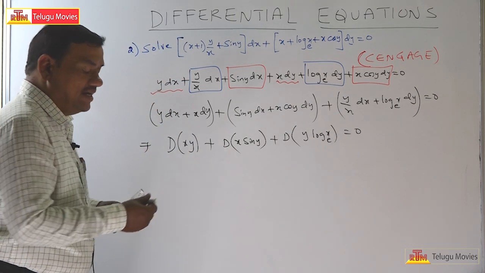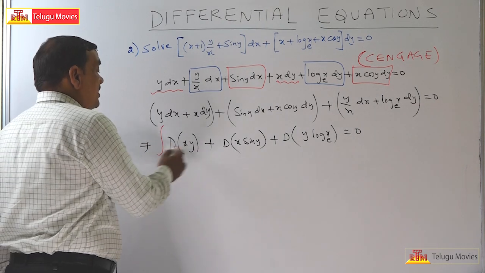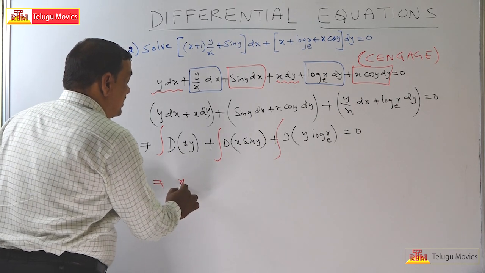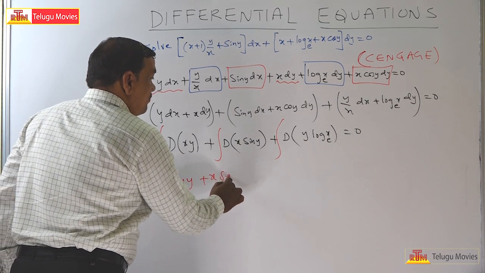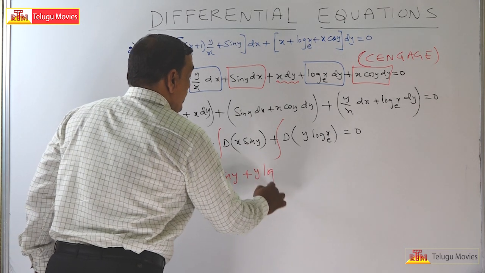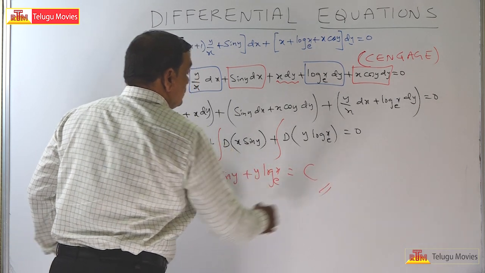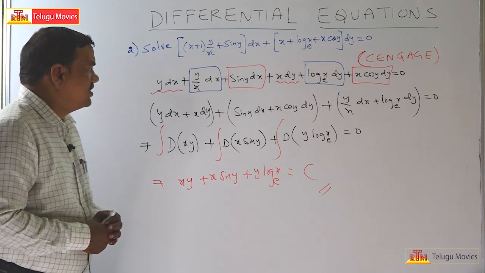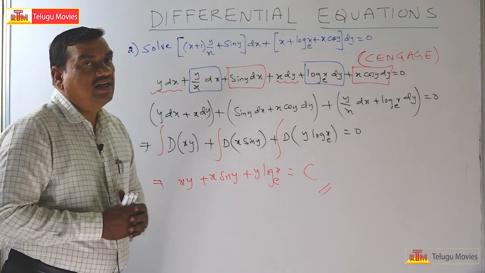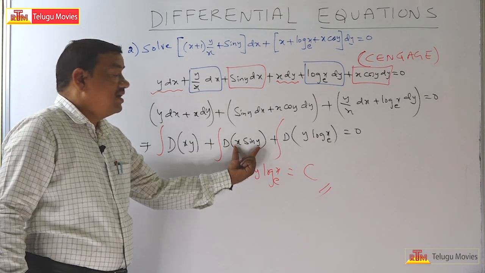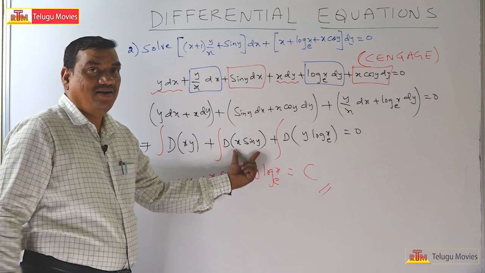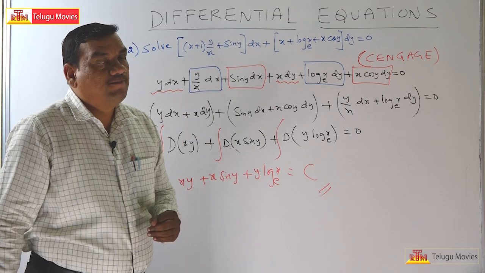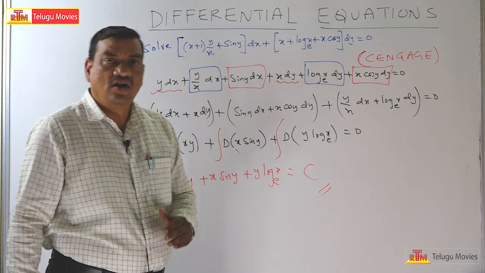So let us integrate on both sides. So what will you get? You will get xy, x sin y, and y log x to the base c, and of course c is the constant of integration. Very nice problem this is. The only thing is grouping the terms and writing them as a single quantity, that is, the derivative of y log x to the base c. I hope that you understand this solution. Let us go for the next problem.